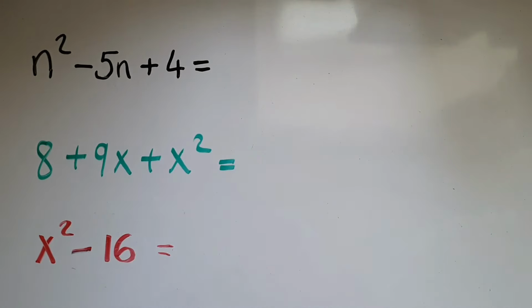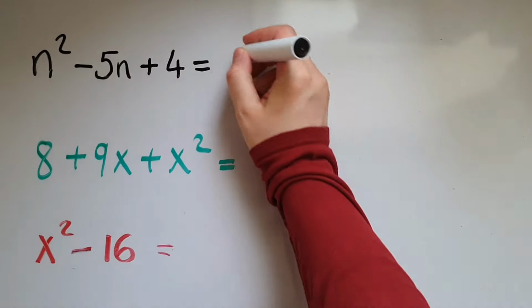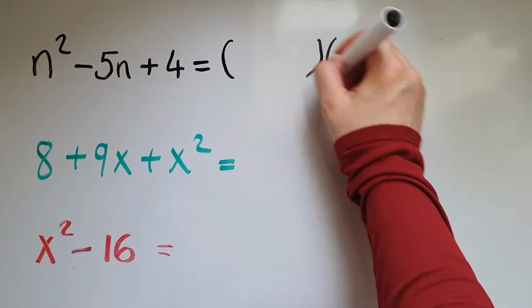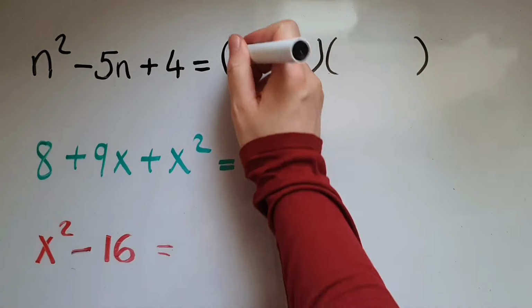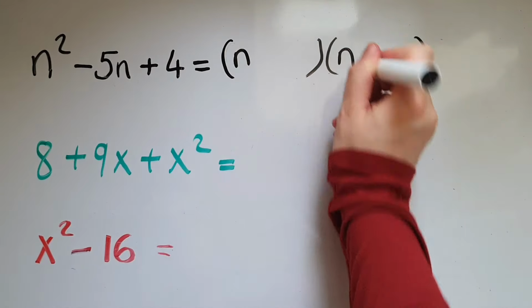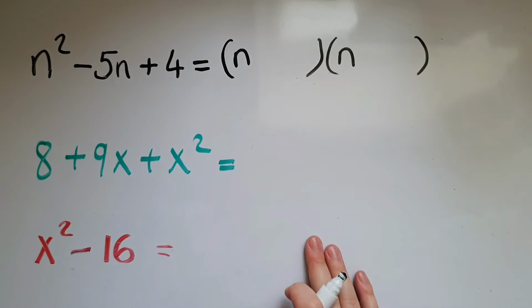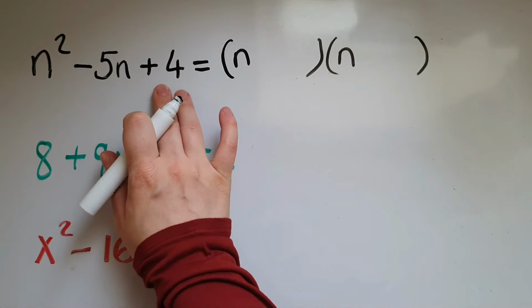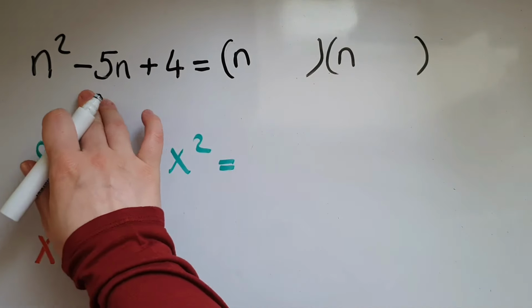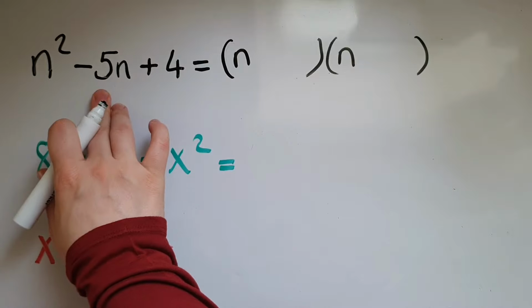So we've got n squared, take away 5n, add 4. So we're going to open up the two sets of brackets. I'm going to put n inside. So not x, not y, just n, because we've got n squared. And n times n gives us n squared. Now we're looking for two numbers which when we multiply give us 4, and when we add them, give us negative 5.